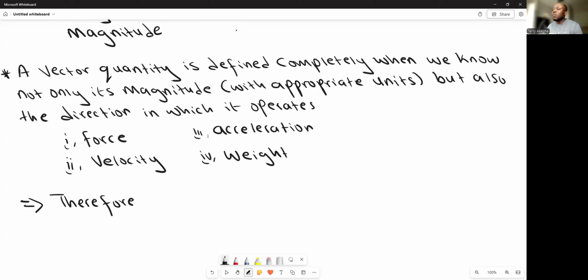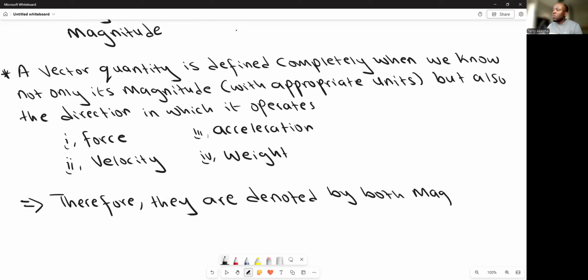denoted by both magnitude and direction.